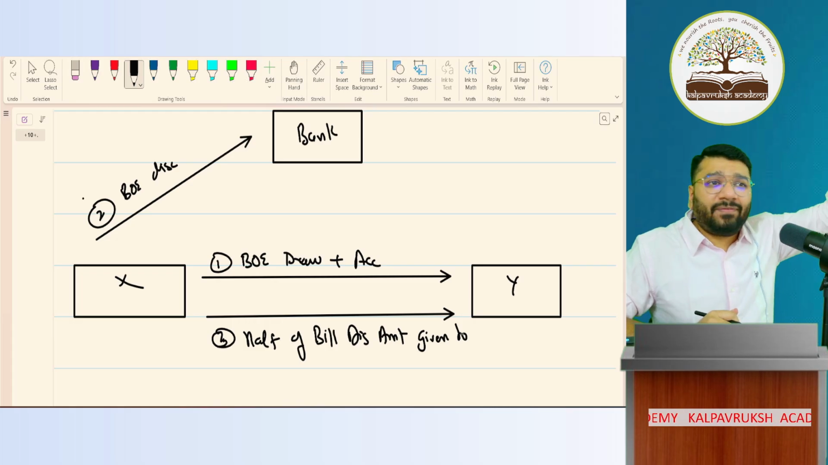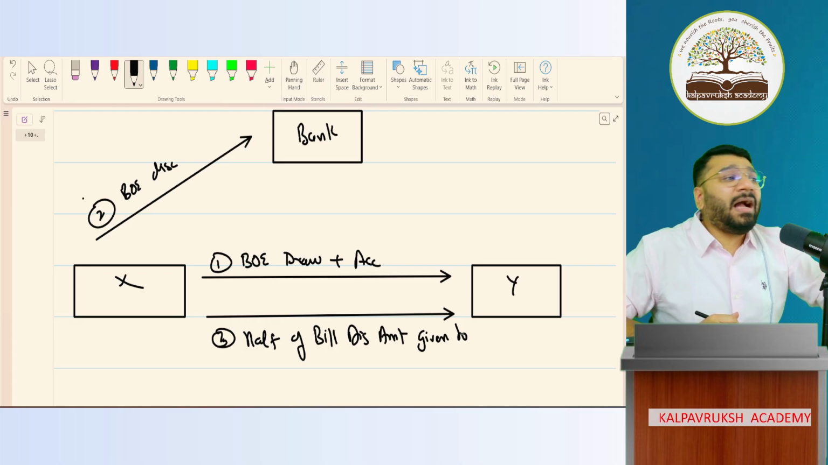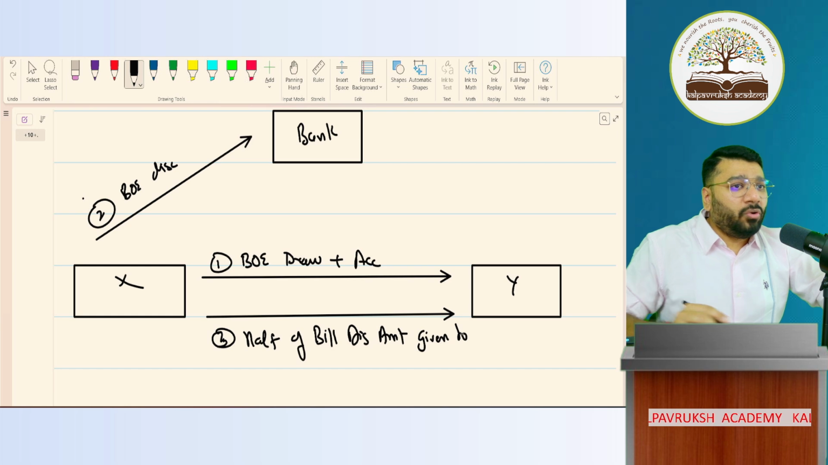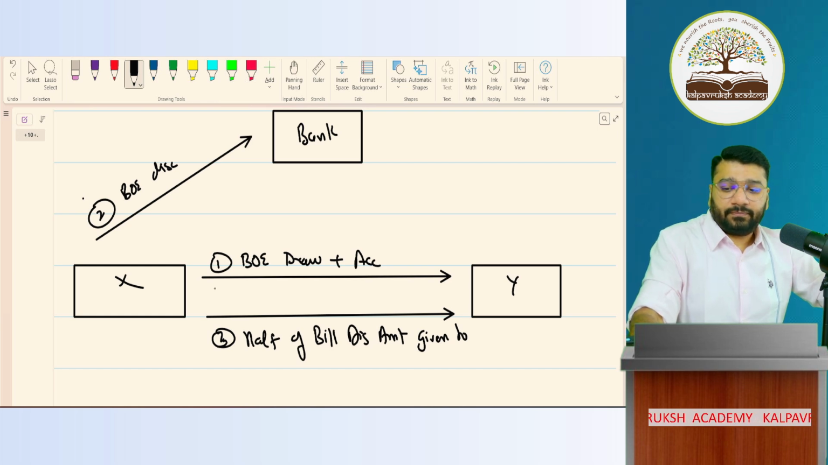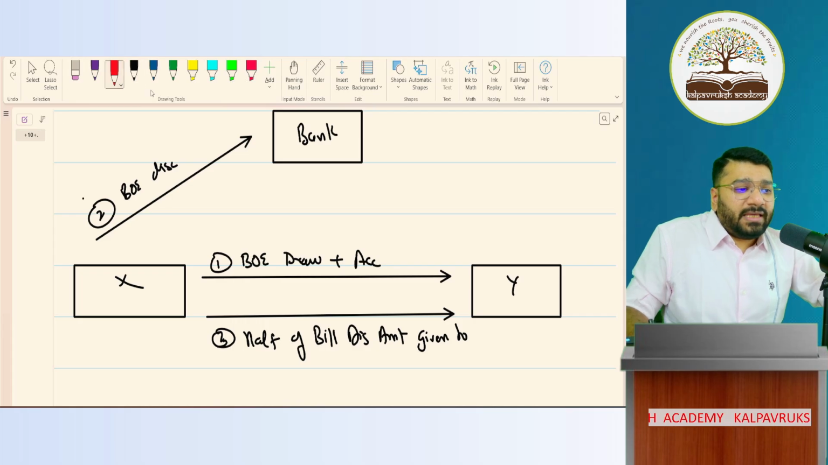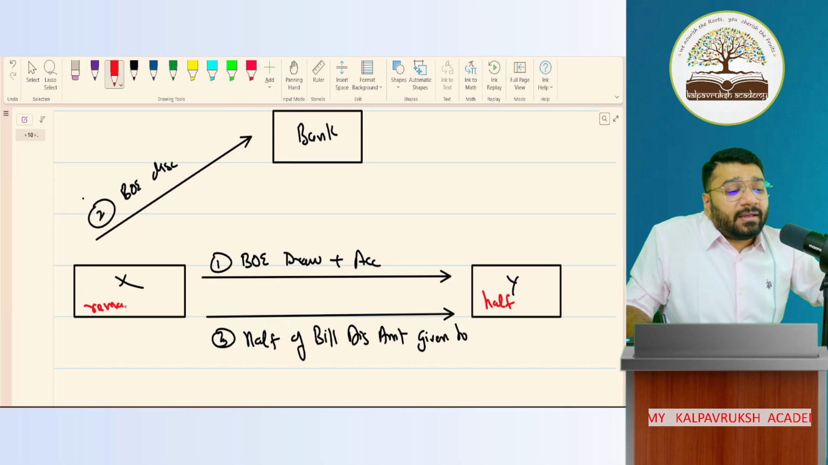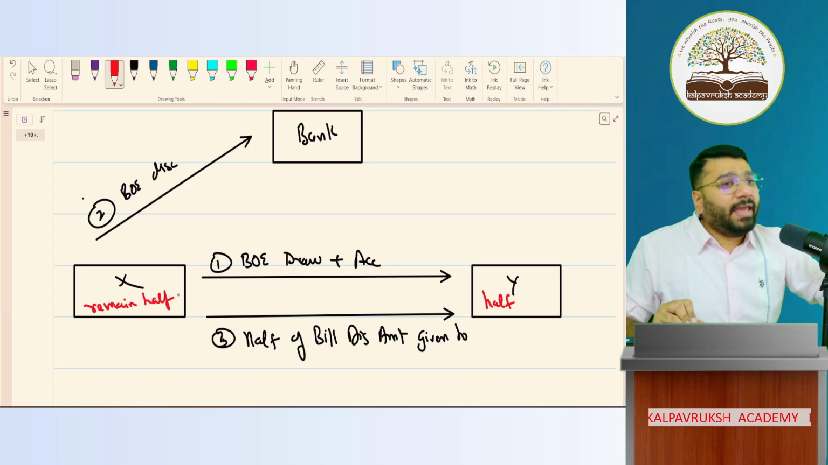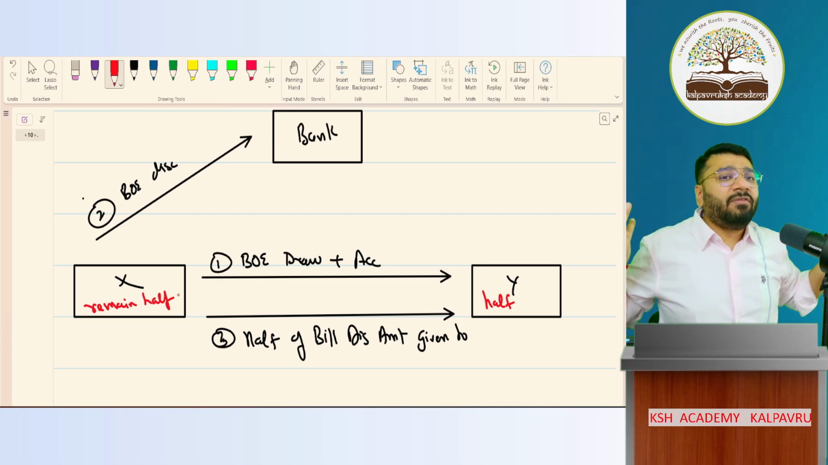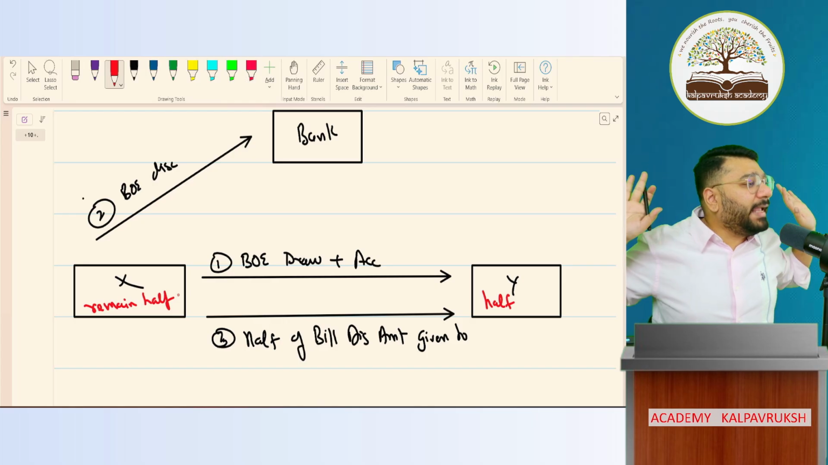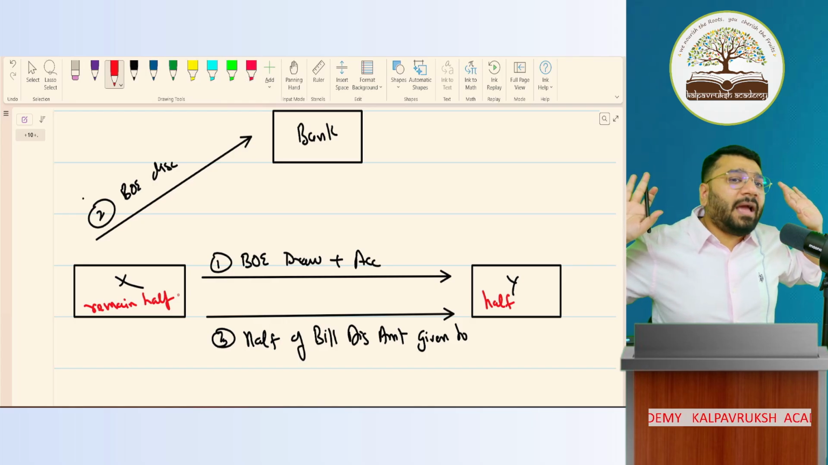அப்ப ரிமைனிங் ஹாஃப் யார்கிட்ட இருக்கு? எக்ஸ் கிட்ட இருக்கு. ஓகே நாட் ஓகே? If half is given to Y, remaining half is with whom? X only. Okay not okay? Then what happens? Both X and Y will put that money in their business and they will take care of their working capital. Okay va?